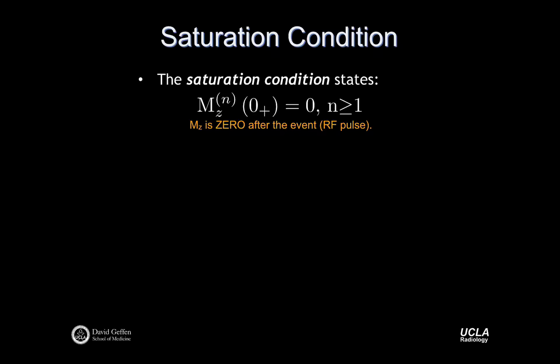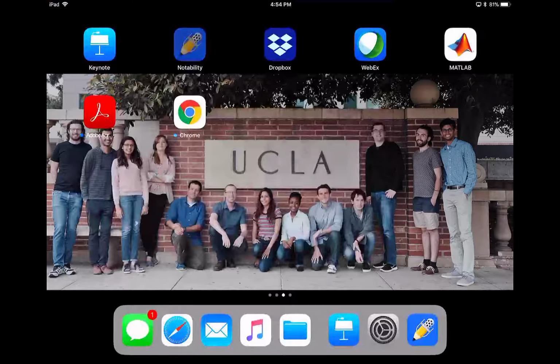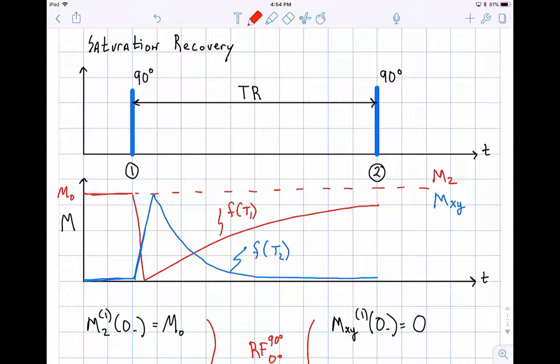What's the condition that ensures that that's actually the case? This condition will be met in a sequence of RF pulses if the transverse magnetization is gone before the next 90-degree RF pulse is applied. That means there's no MX to convert to MZ. So think about that process of relaxation. We were just talking about what's happening to the MXY magnetization. It's going down, down, down, but it hasn't maybe gotten all the way to 0. If it doesn't get all the way to 0 and I play a 90-degree pulse, my transverse magnetization will become Z magnetization, right? Two 90s make a 180.